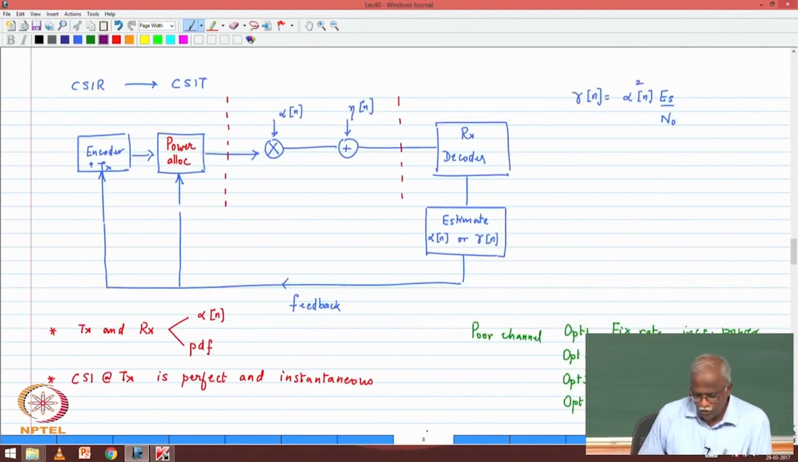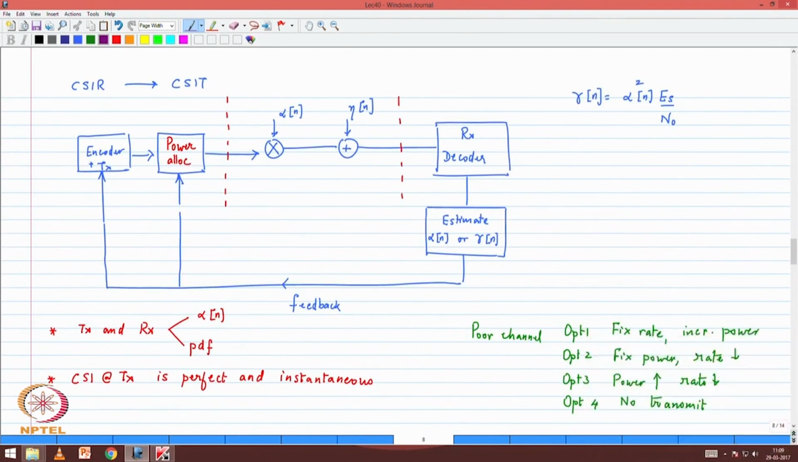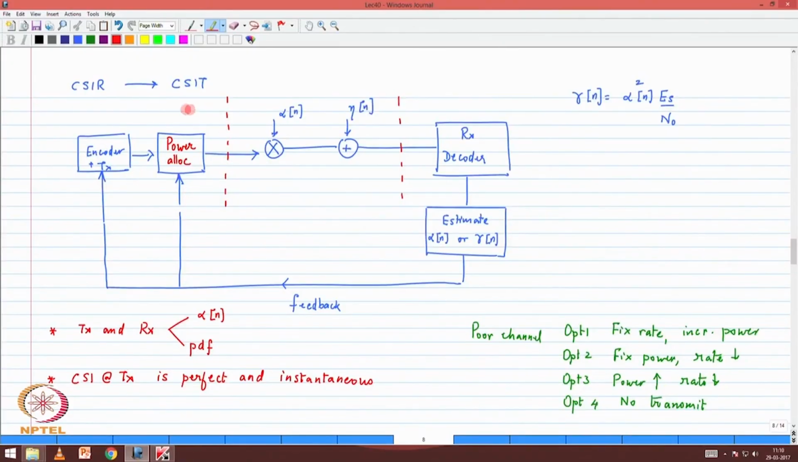Okay. So the context of CSIT is as follows. We have the channel as before, a fading channel, fading coefficient plus AWGN. We have to design the encoder and decoder. The only difference now is that I can estimate SNR and I can feed it back. I can feed it back for two purposes. One is to choose the encoder and decoder, but more than that, to also do power allocation, because now I can do differential allocation of power for the different channel realizations. So this power allocation block is what we are going to focus on.